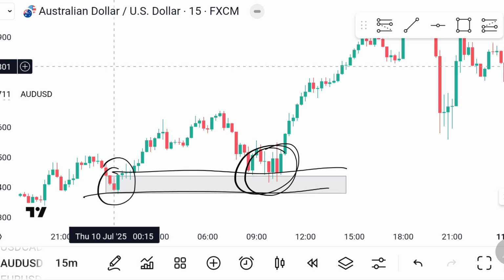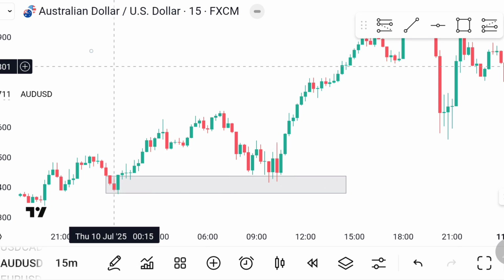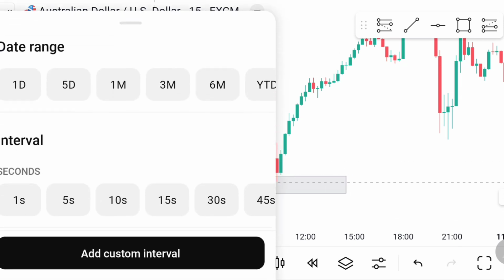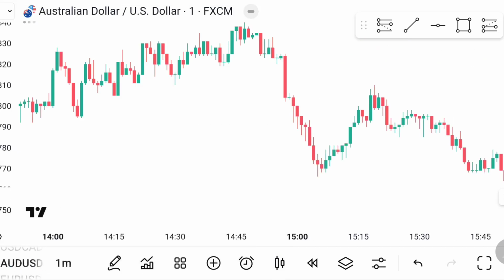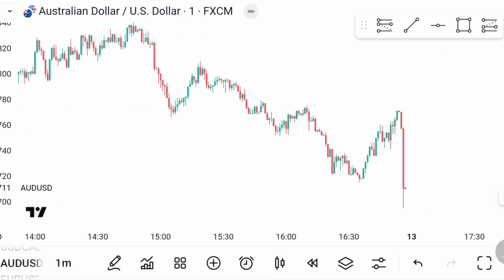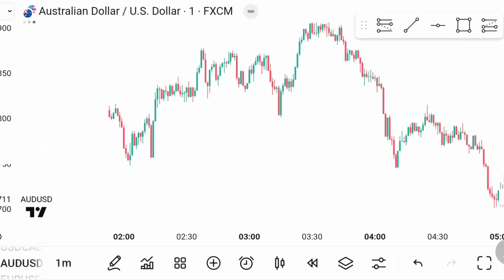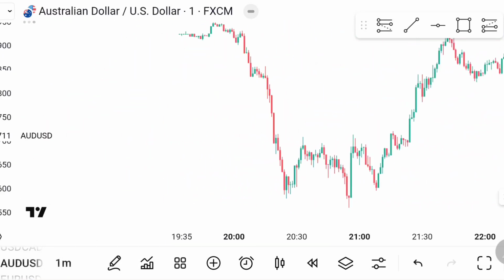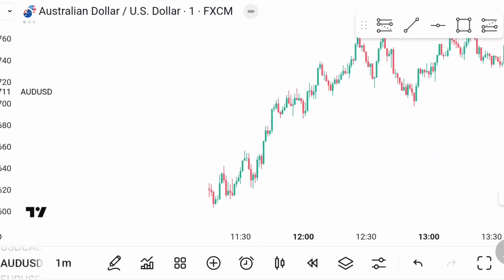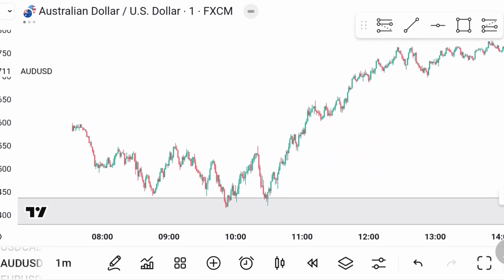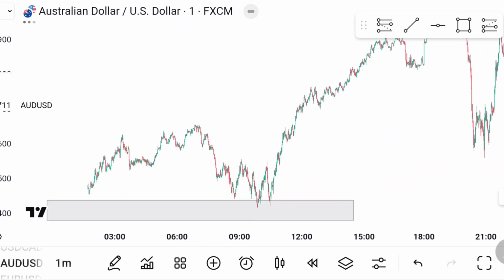So let us go to the lower time frame so we can see how we could have entered this zone, this trade, if we are trading it. So look, this is the 1 minute time frame. Let us look for the zone on the 1 minute time frame. So this is the zone. That is the zone on the 1 minute time frame.